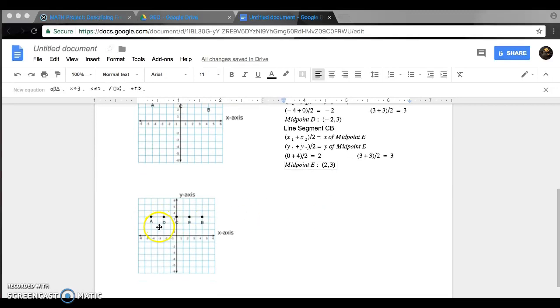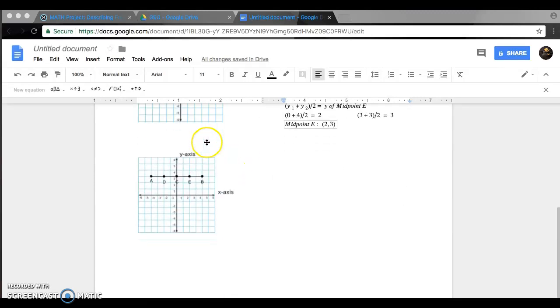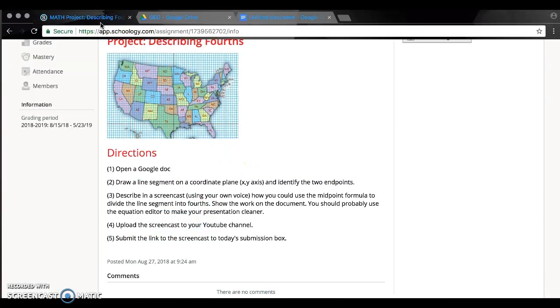And as you can see here, there's endpoint A, endpoint B, midpoint C, and then the midpoints of those two line segments, D and E. And as you can see, we have divided that into 4 perfect segments of our original line segment.